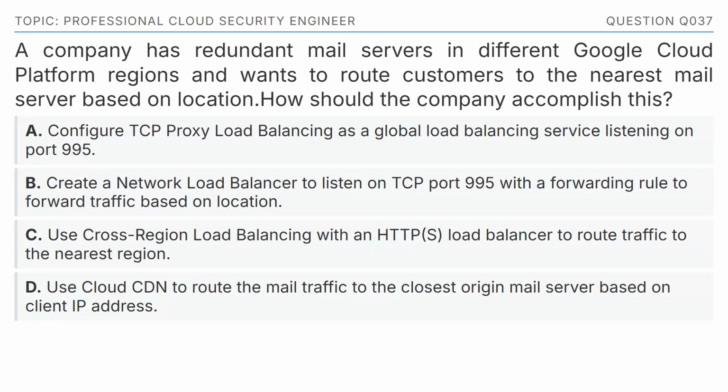A company has redundant mail servers in different Google Cloud Platform regions and wants to route customers to the nearest mail server based on location. How should the company accomplish this?